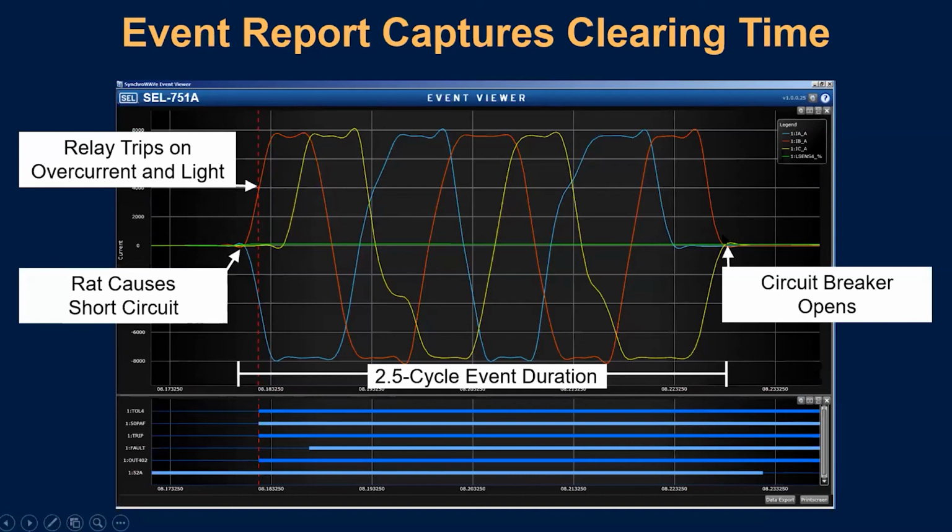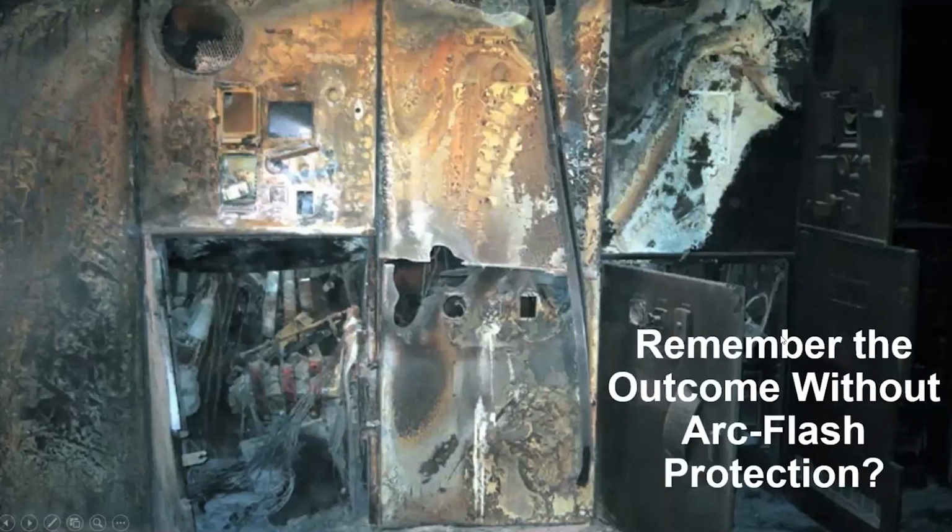2.5 cycle duration. Just to remind you from earlier in the presentation, Gotham showed you this exact same picture. This is what it would have looked like if we hadn't done anything, right? This is what can happen to your switchgear. Hopefully there were no people present for this, but even if there weren't, this is still a devastating loss in terms of downtime and cost for your facility.